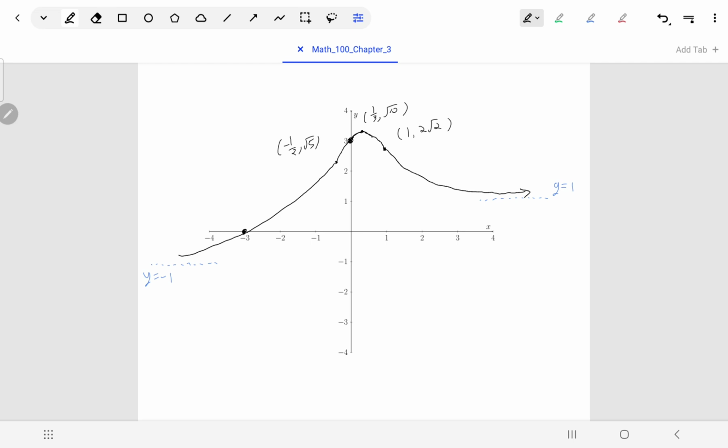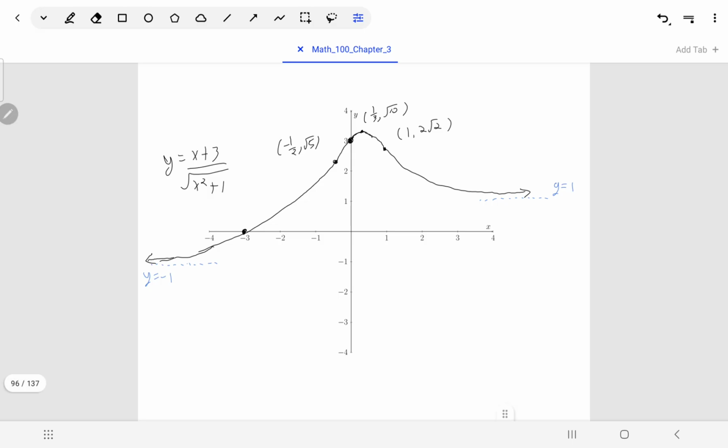And on the right, I'm getting close to that horizontal asymptote y=1, and on the left, I'm getting close to that horizontal asymptote y=-1. And there we go. So I've crossed through my x-intercept at -3, had my little point of inflection, y-intercept, max, other point of inflection, and then other horizontal asymptote. And now I can label this. So this is the graph of y=(x+3) over the square root of x² + 1.